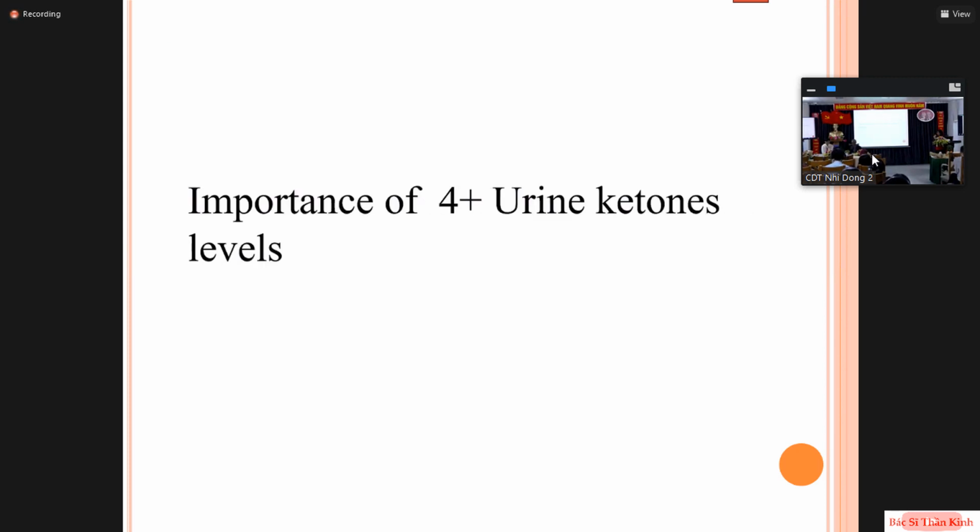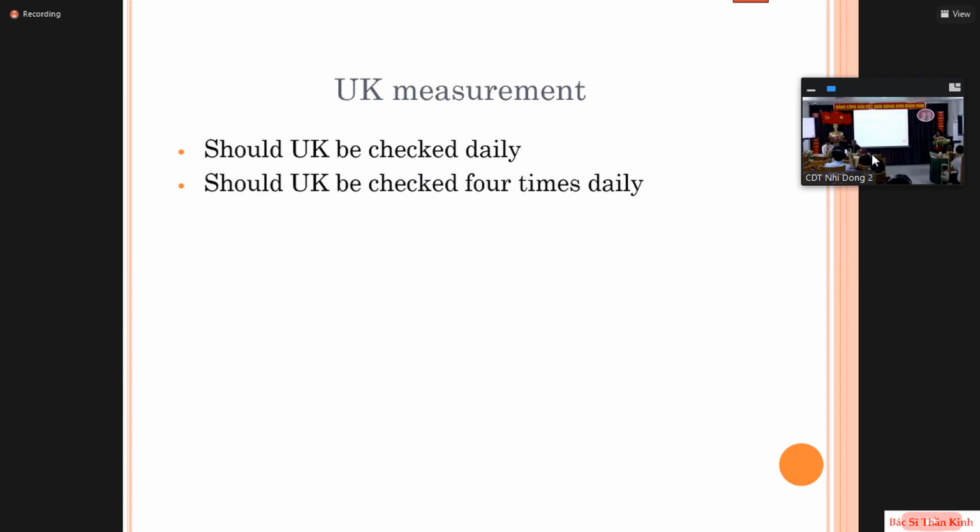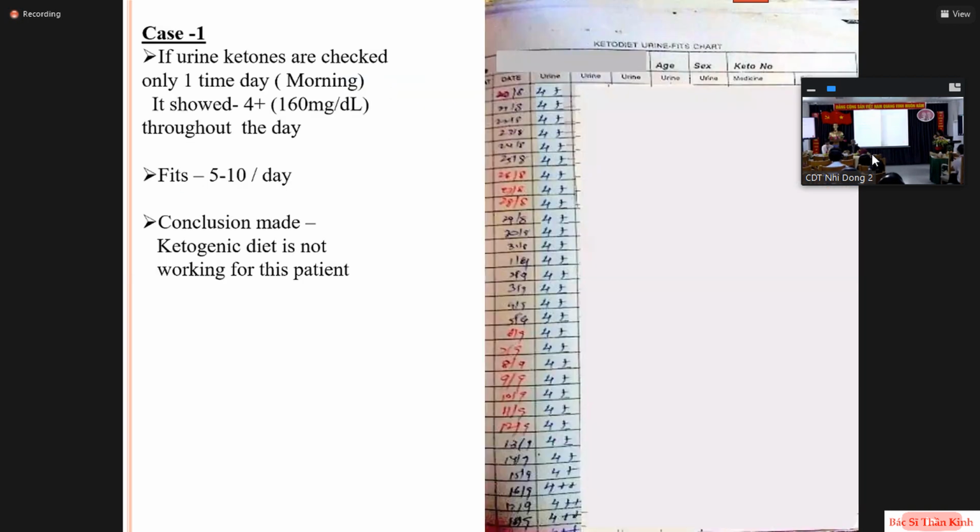What is the importance of 4+ urine ketone levels? This is a question that we get regularly from our caregivers: whether it should be checked on a daily basis, and if it is daily, should it be checked 4 times a day. So this is a case study.